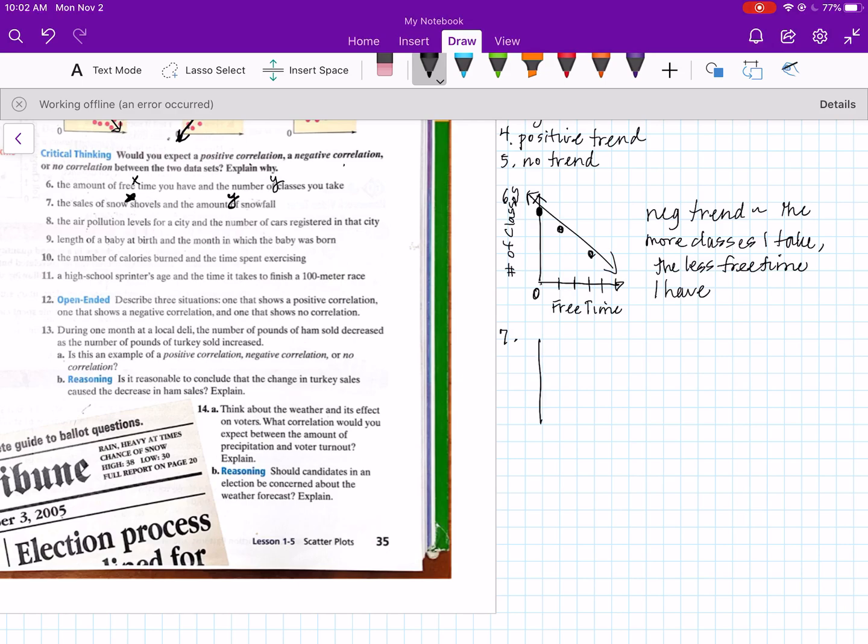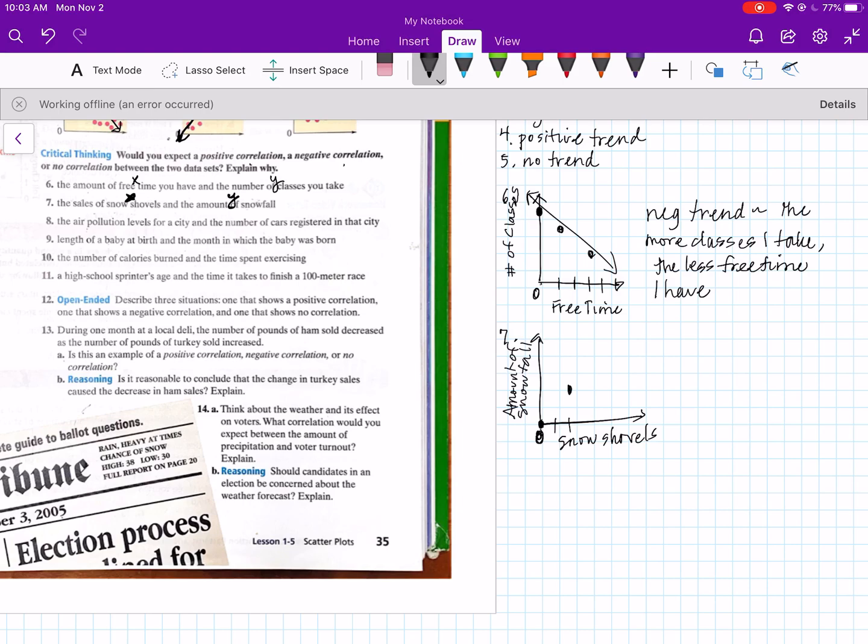So I'm going to draw myself a little thing. It says snow shovels, that's my X. And amount of snowfall is my Y. And again, I'm just doing a general, so I don't need to have numbers on it. I know this is 0. So if I am not selling any snow shovels, how much snowfall do you think I have? Probably not very much. If I'm not selling any snow shovels, maybe it's the dead of summer, middle of July. So no snowfall. What if I sell 10, 20 snow shovels?